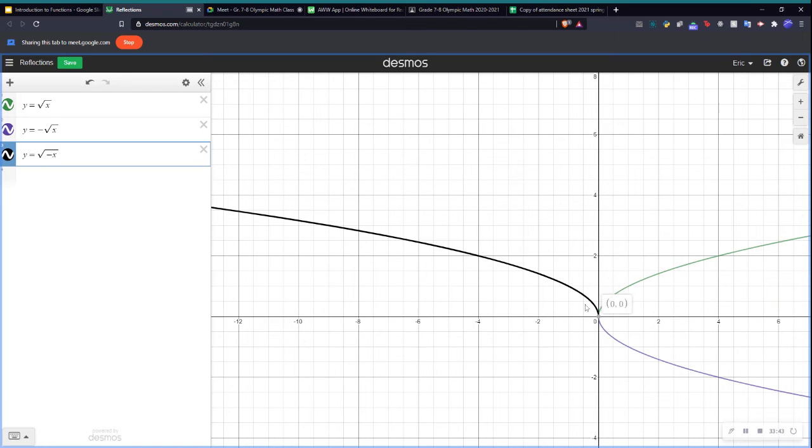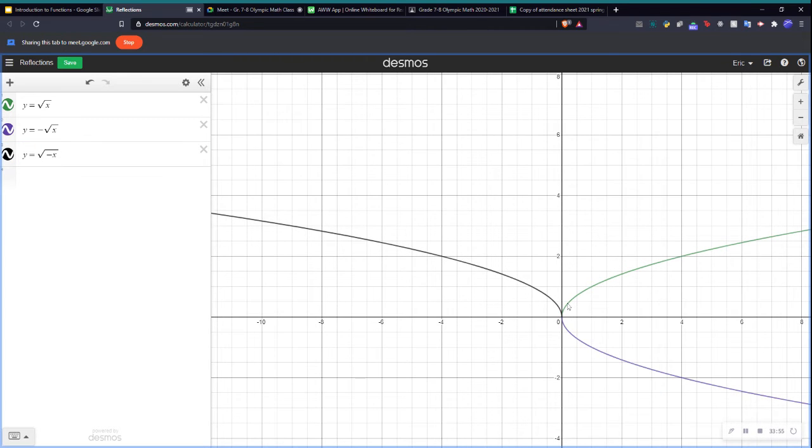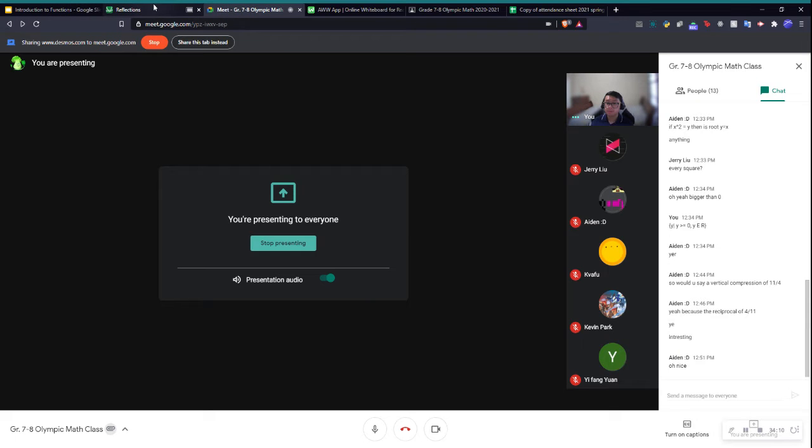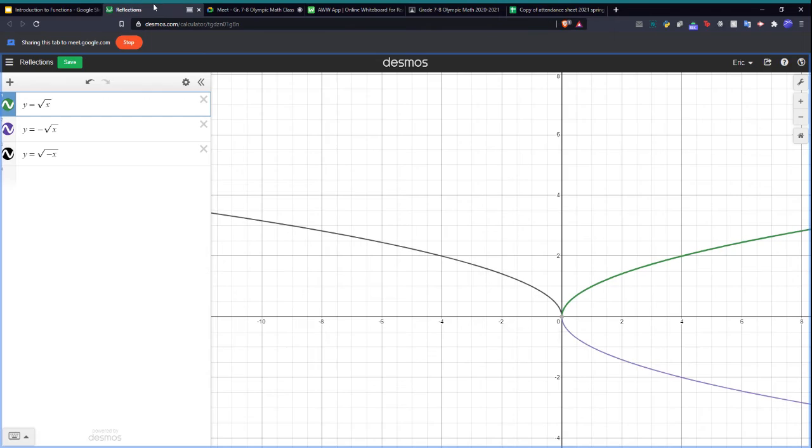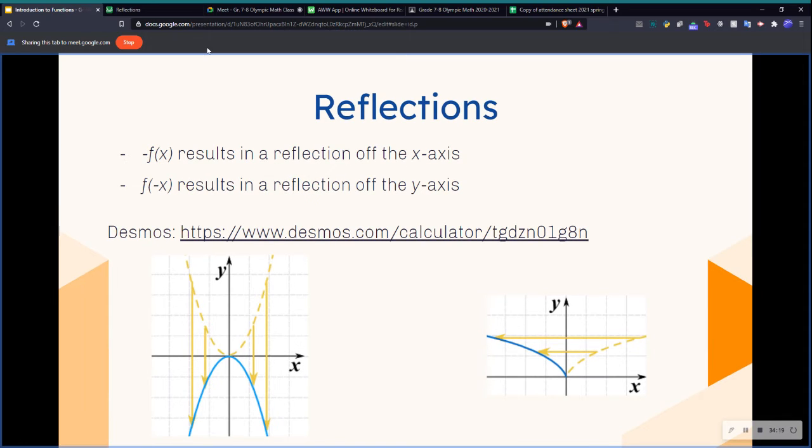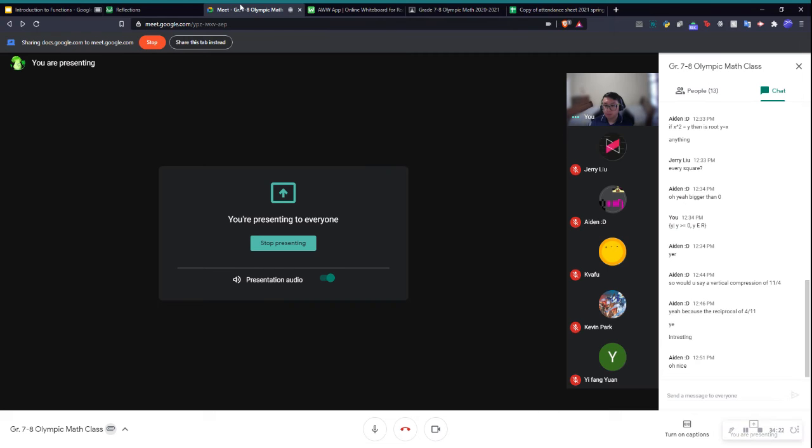All right. Now your black function, so this is y is equal to square root of negative x. You can see that it's reflected off the y-axis this time. So the y-axis acts as your axis of symmetry. And you see right there, it's on the left side now instead of the right side as usual. All right, are there any questions about this? Any questions about reflections? Okay, if there are no questions, let's move on to the next slide.